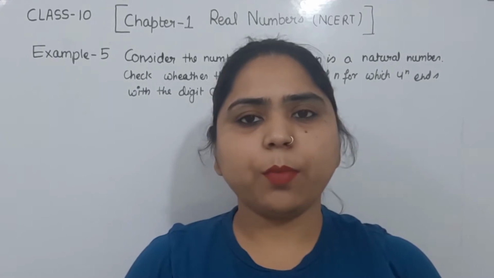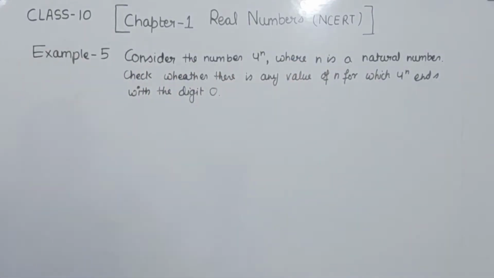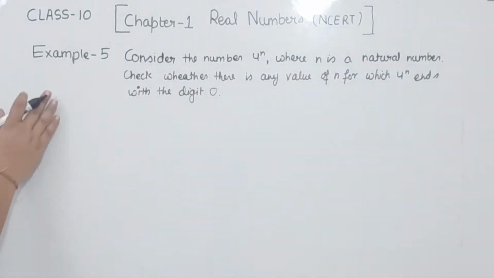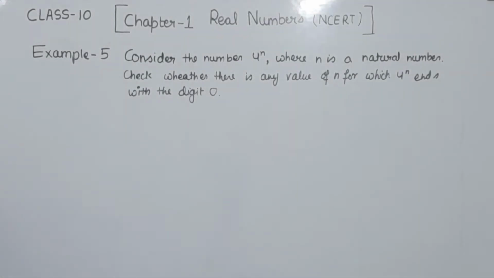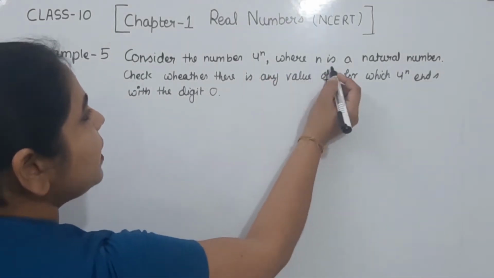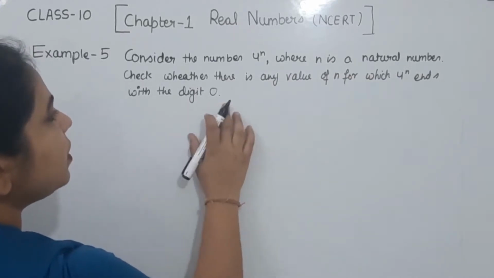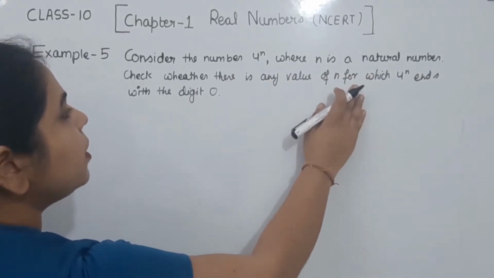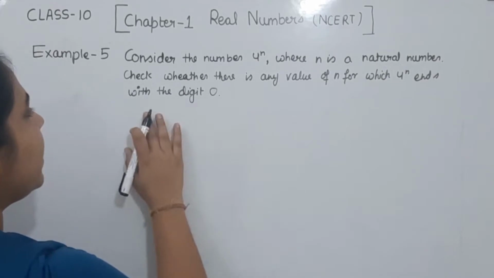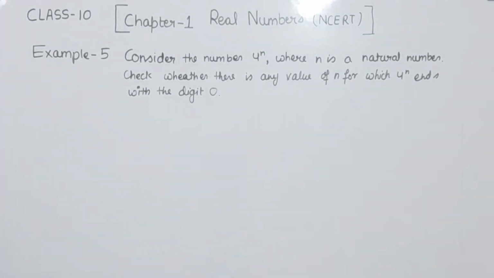Related to 1.2, we are going to start with the first example, example number 5. Consider the number 4 to the power n, where n is a natural number. Check whether there is any value of n for which 4 to the power n ends with the digit 0. Now we know that for ending with the digit 0, the number would be divisible by 5.